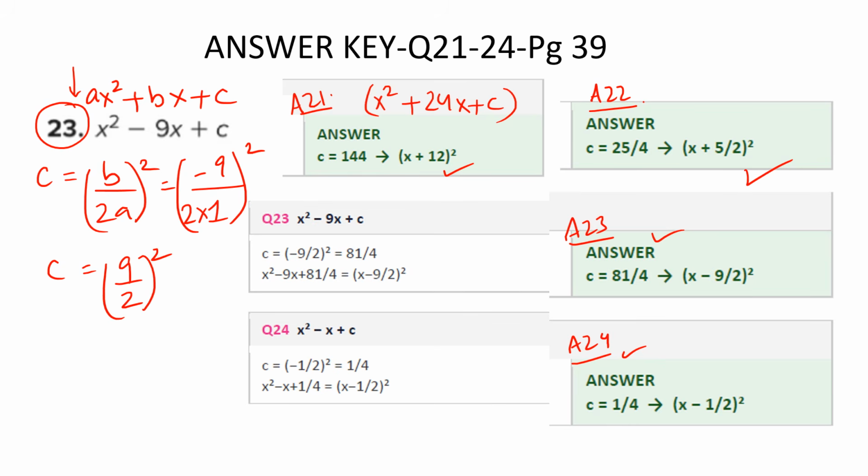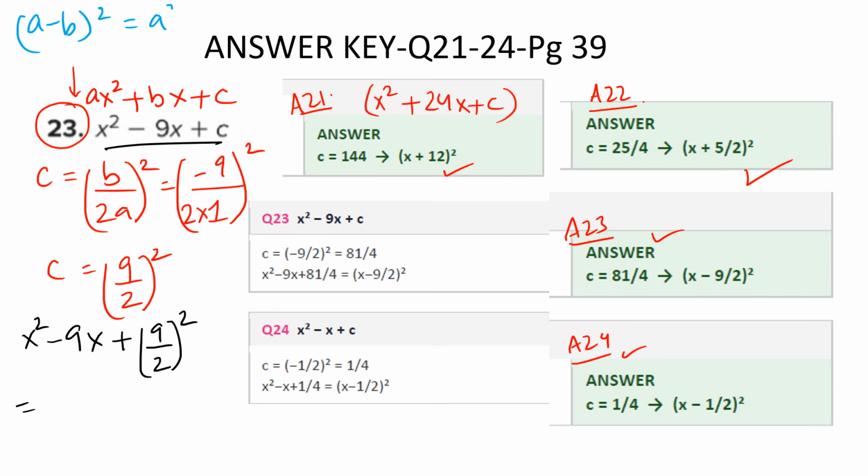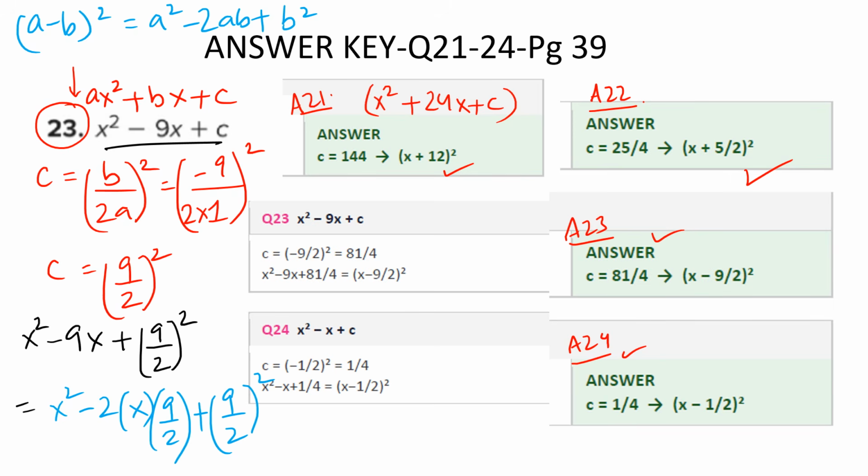Now let's put it back in this question. So x square minus 9x plus (9 over 2) square. Now if I want to apply, because there is negative sign, I will use the same identity, (a minus b) whole square, which is equal to a square plus b square minus 2ab. So let's use that. This is a square, this is b square, minus 2 times a times b. This is the value of b. Okay, so I can apply in a similar way. So this will become (a minus b) whole square. That's how you get this answer.